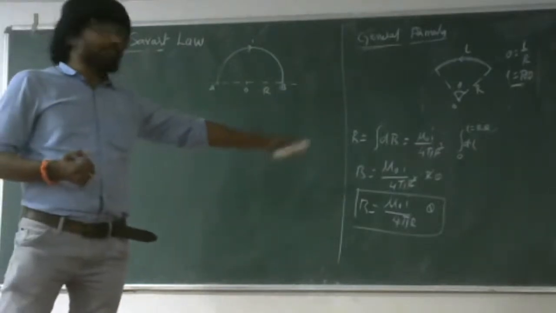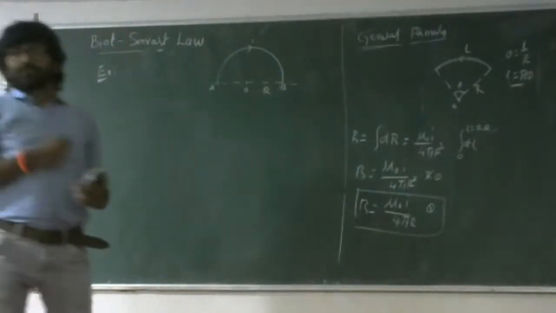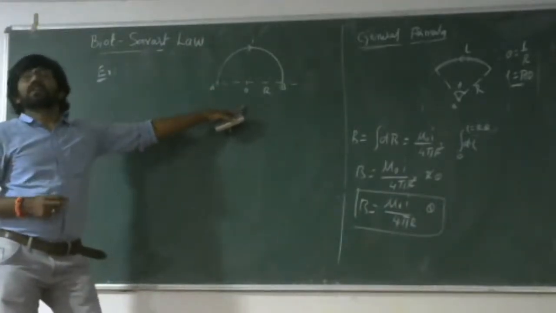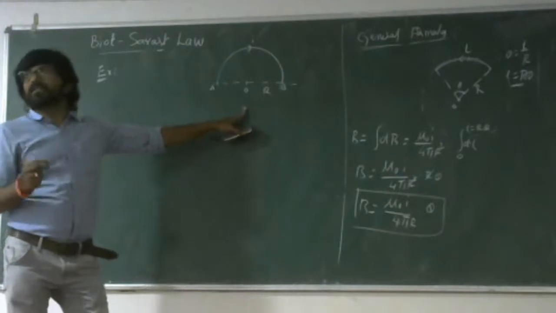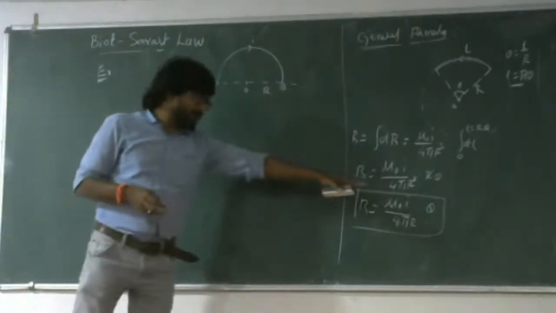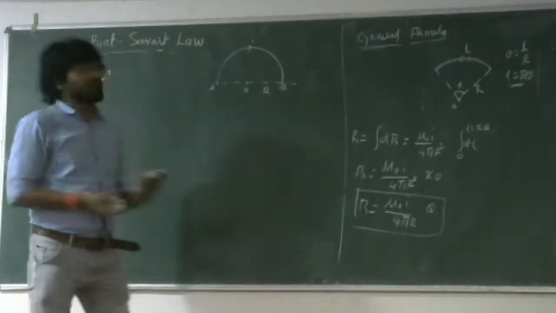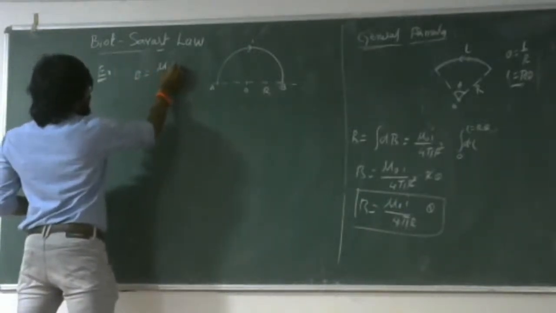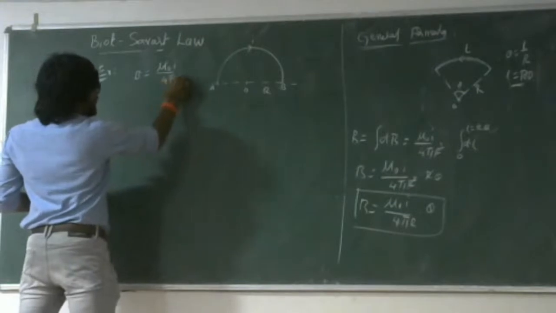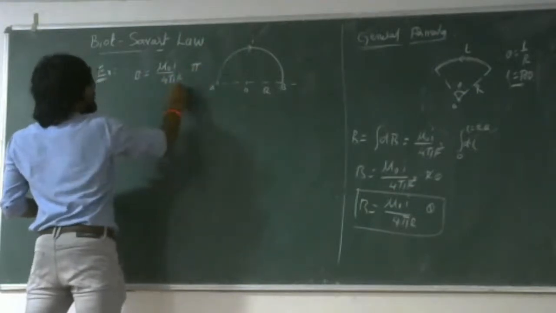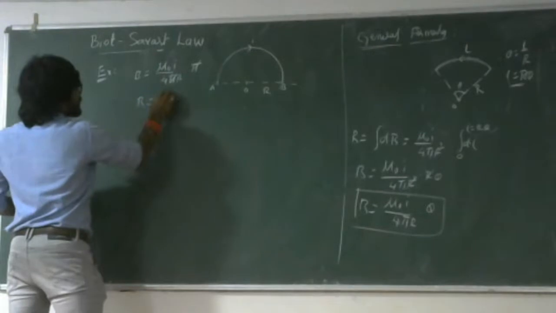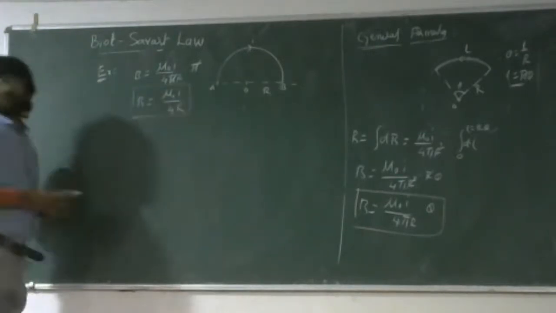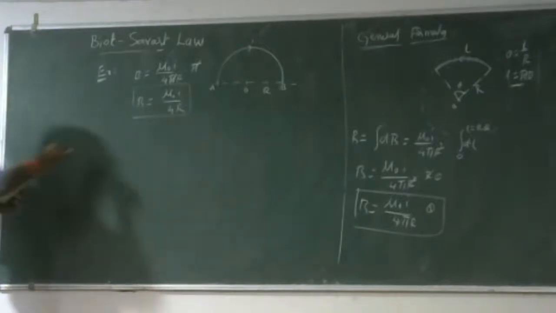From the formula, mu naught I by 4 pi R into theta, what is theta? For a semicircle, the angle subtended at the center is 180 degrees or pi radians. We substitute that pi, and pi cancels. So in this case, B is equal to mu naught I by 4 pi R into pi. So pi cancels, and B is equal to mu naught I by 4R. That's it. Got it? Another example.